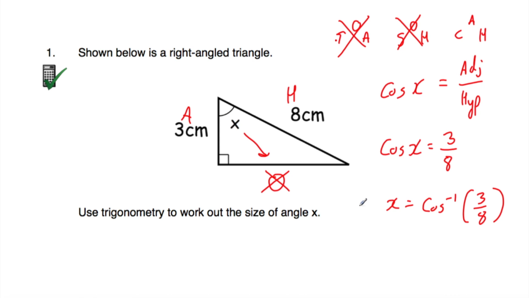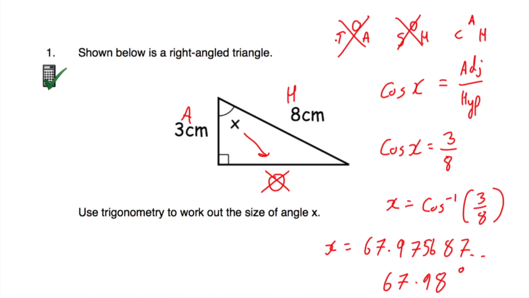So I'm going to just do it now, shift cos and then 3/8 and press equals, and I get that x is equal to 67.97567 and so on degrees. Now let's round this to two decimal places. So it's going to be 67.9, and then we've got 7.5, so let's round up to 9.8. So that means the size of this angle, x, would be 67.98 degrees. And that's it. So we've just used trigonometry to find the size of that angle.